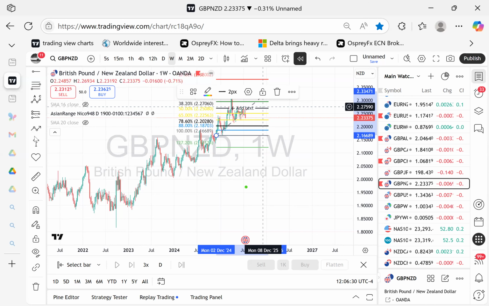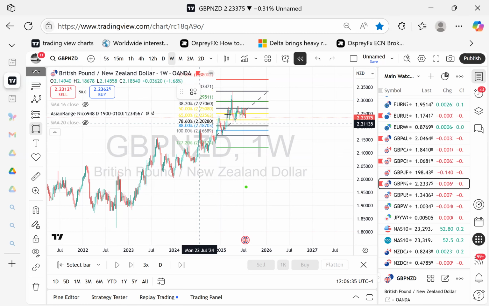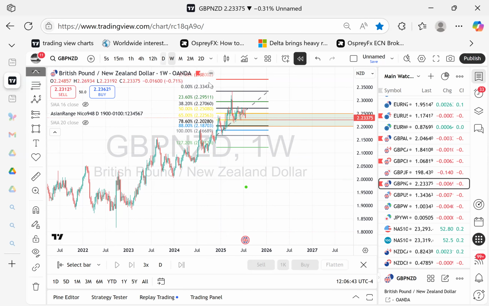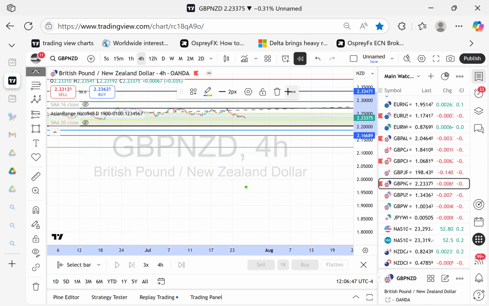Now I just have to highlight my zone. I'm going to drop down to the 4-hour and look for my imbalance. I can delete this fib, y'all. Let me delete the fib.